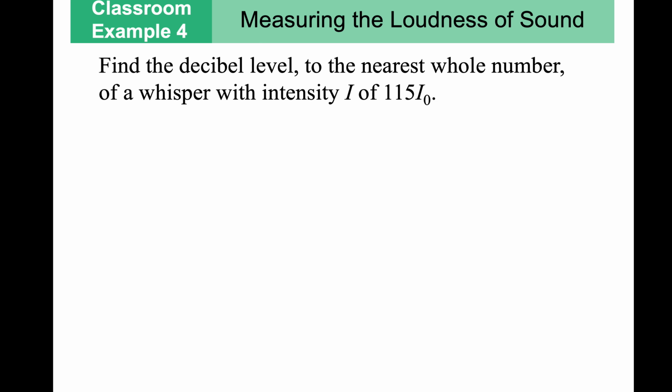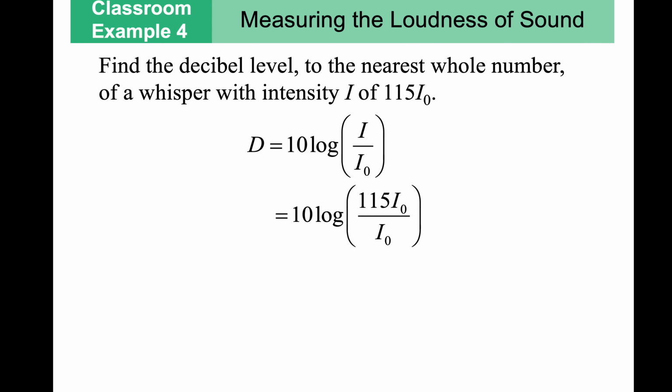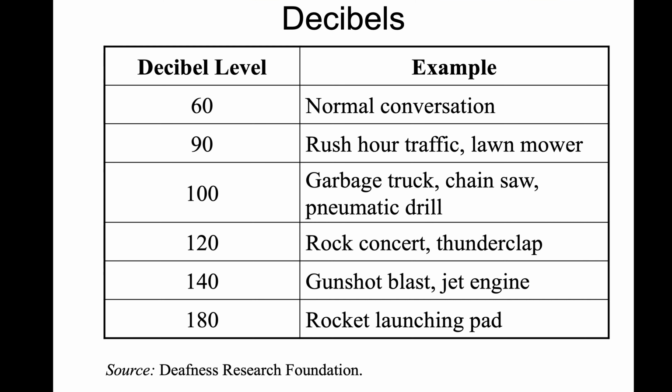So if I want to find a decibel level to the nearest whole number of a whisper, I'm going to do my 10 log. I'm going to plug in. I get 10 log 115 because the I naught divided by I naught cancels. I can type that in my calculator, and I get 21. And then you can go back to this table to see 21 is pretty quiet, right? It's very far below normal conversation.